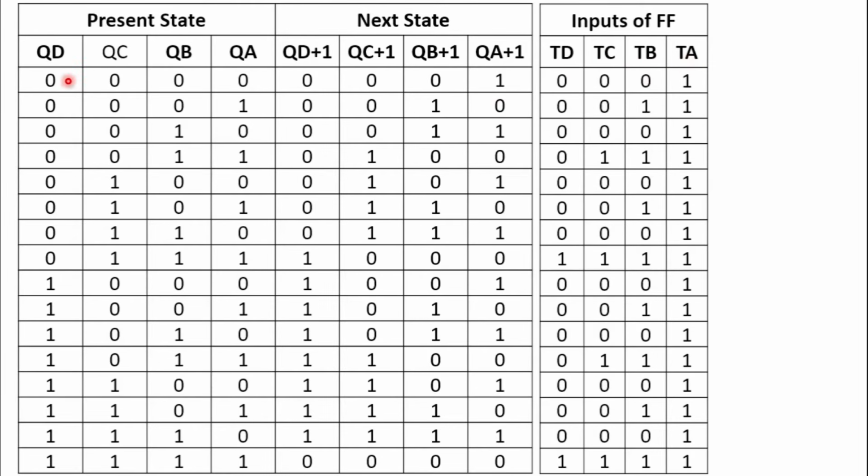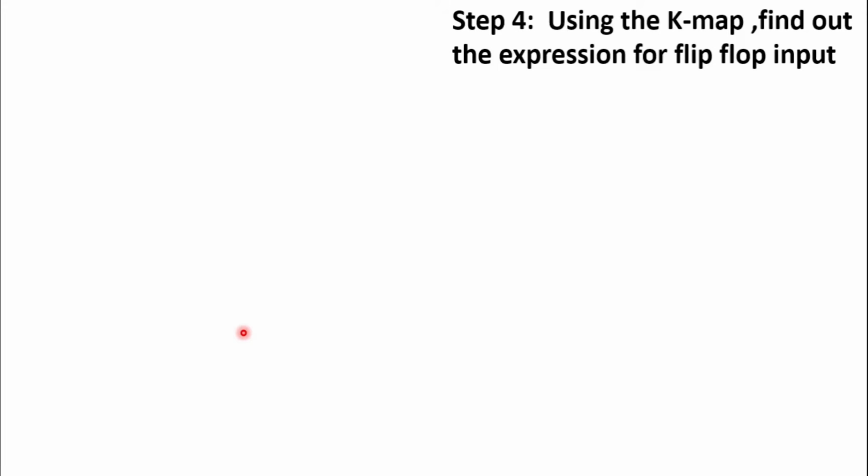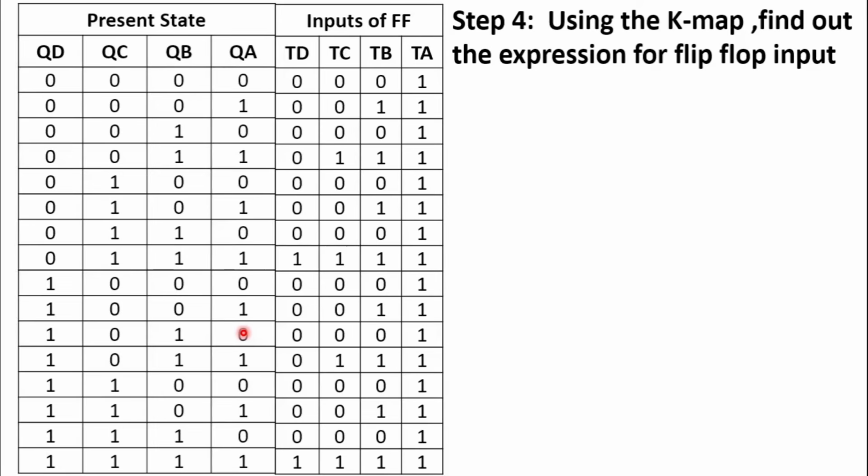I will take present states, because next states are not going to be taken into account, because they will appear when I apply these inputs. So in order to generate the next state, I have to take the help of present state. What are the various possible combinations? 0000 to 1111. So in total, 16 possible combinations are there, so I will require a K-map of size 16 cells. So use the K-map and find the expression for the flip-flop input, that is step number 4.